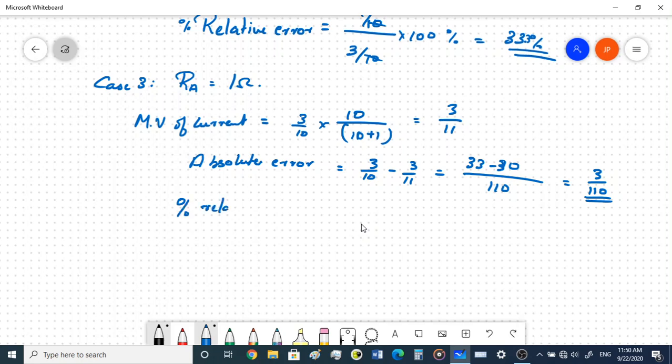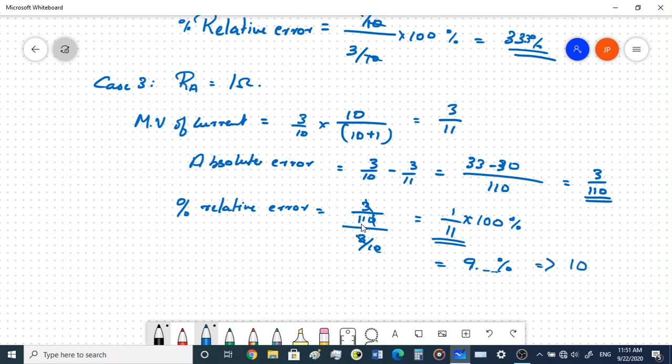percentage relative error would be 3 divided by 110 divided by 3 by 10. We can get it as this 3 and this 3 would get cancelled, 10 and 10 would get cancelled, we get it as 1 by 11, which is the percentage relative error, 1 by 11 into 100 percentage, which would turn out as 9 point something error, or very close to 10 percentage, 9 point some value, which would be very close to 10% error.